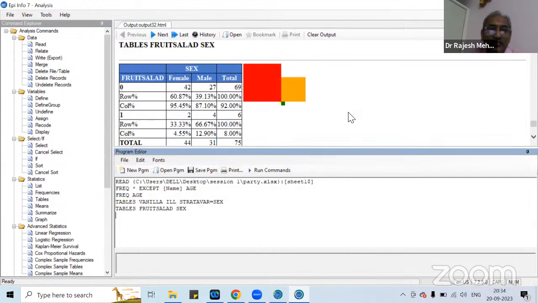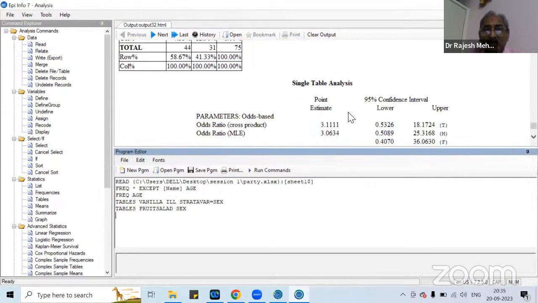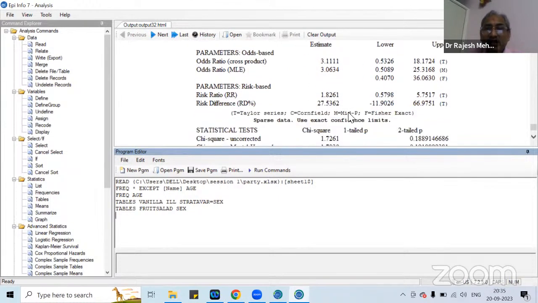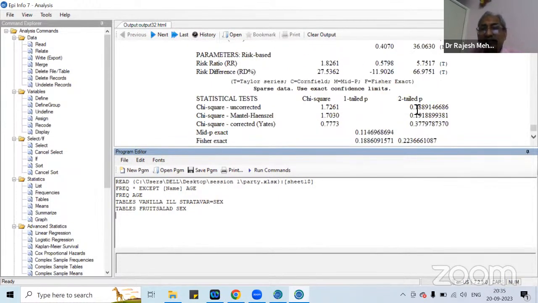The choice of fruit salad: was there a significant difference between male or female or not? If that is the question, the answer is no significant difference in the choice between male and female as far as choosing fruit salad is concerned, because you can see the two-tailed p-test over here. One-tail, two-tail we will talk about sometimes, but the p-value you can at least see over here.